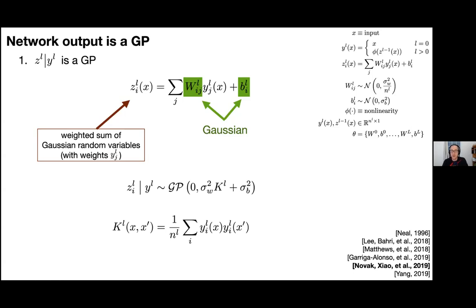Cool. So what this says is that the pre-activations for layer L are a Gaussian process conditioned on the preceding activations. If you take Ys and apply an affine transformation to them with random weights and random biases, then after the affine transformation, you have the Gaussian distribution induced by the Gaussian distribution of the weights and biases.